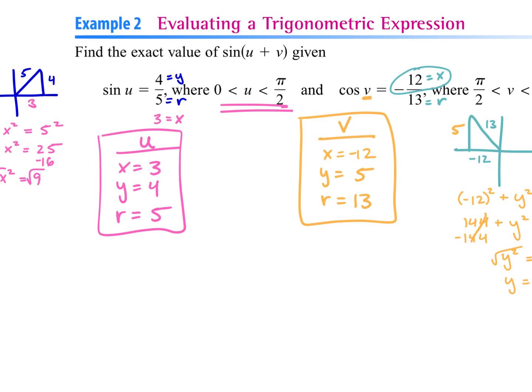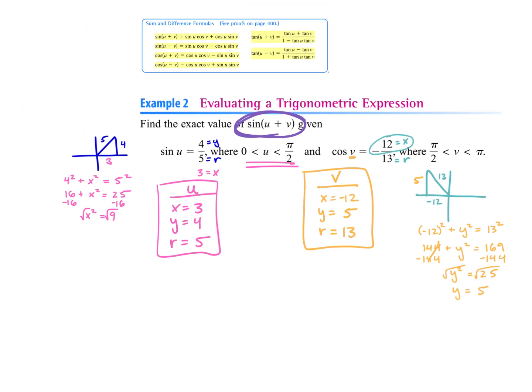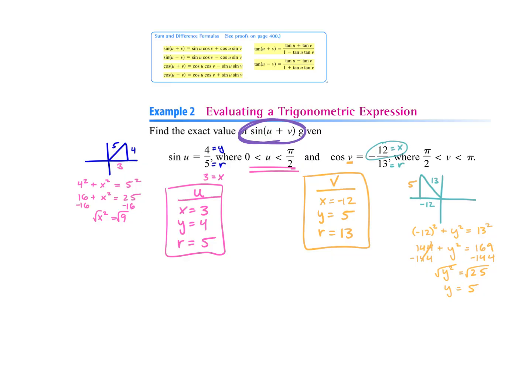Going back to the question, it says, find the exact value of sine of u plus v. So I want to write out my formula here. We're using the one of sine of u plus v, so the first one here. So I'm looking at the right side. We have sine of u times cosine of v plus cosine of u times sine of v.